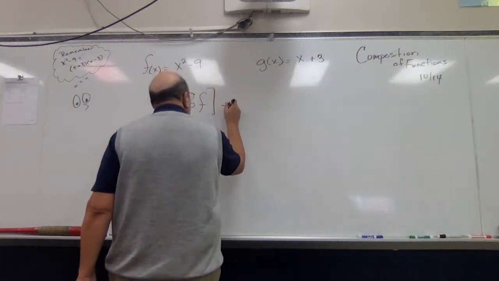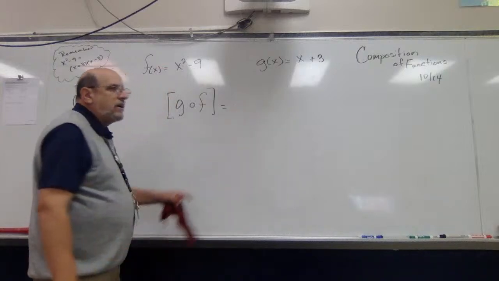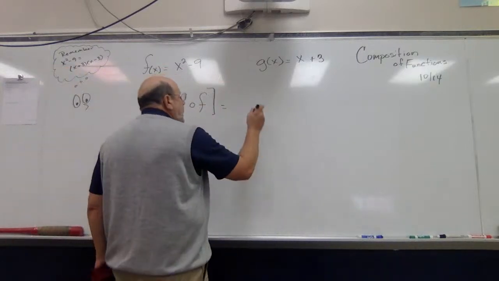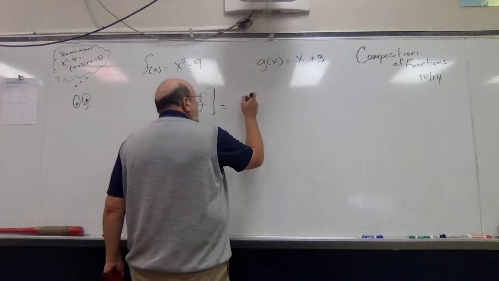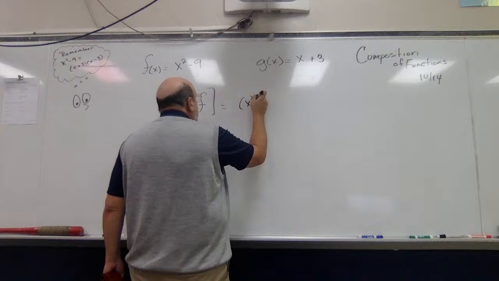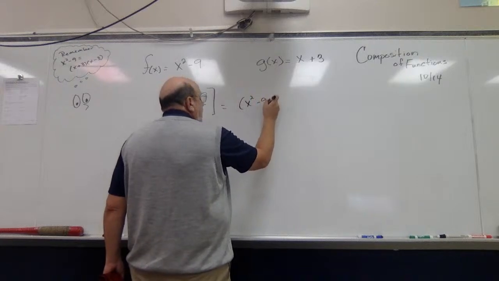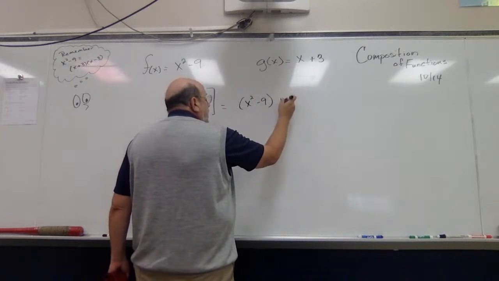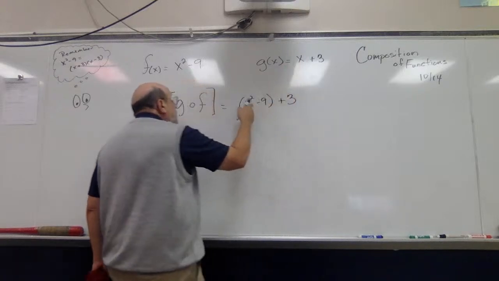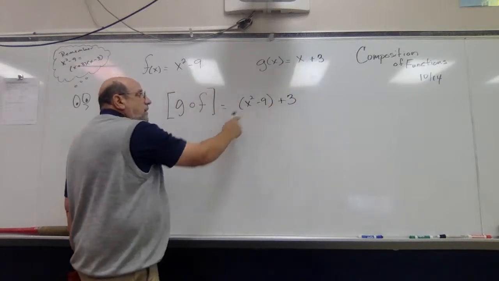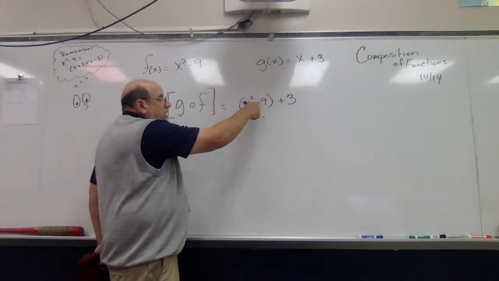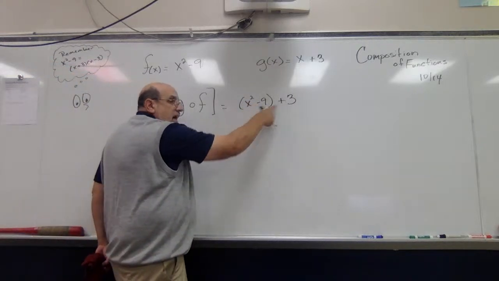All right, and so what we're gonna do is we're gonna take the g function, and wherever I see an x, put the f function, right? So I'm gonna go ahead and put x squared minus 9, and then plus 3, right? Because there's an x there, I just put that whole function in, and then simplify. Now, is there anything else I can do here other than that and that? No.